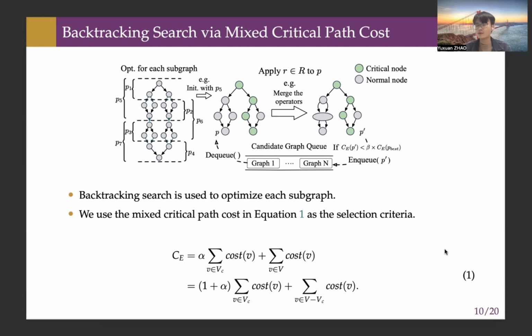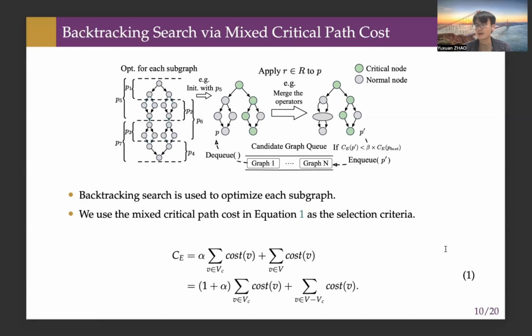We notice that there are numerous graphs with the same critical path cost, though the costs of the restaurants still need to be considered to make a further selection. The hyperparameter alpha here controls the critical path cost rate. In each search round, candidate graphs of mixed critical path cost within beta times of the current best value are collected for the next search round.